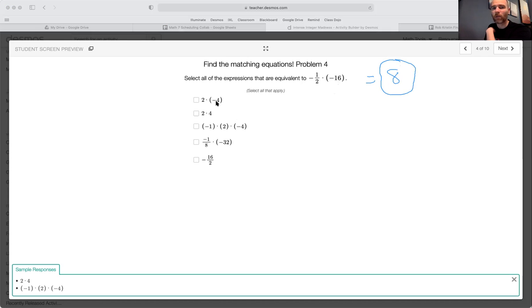Well, I'm not selecting this one because 2 times negative 4 would equal negative 8. So I'm not selecting that one. 2 times positive 4 is positive 8. So I would select this one. All right, -1.